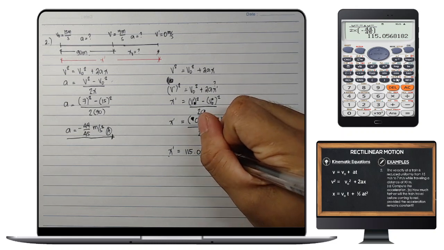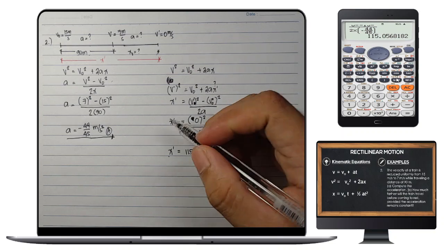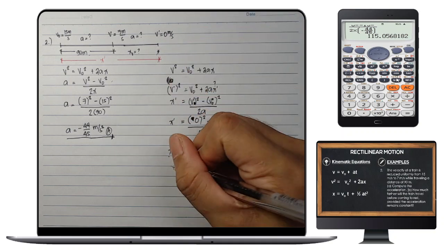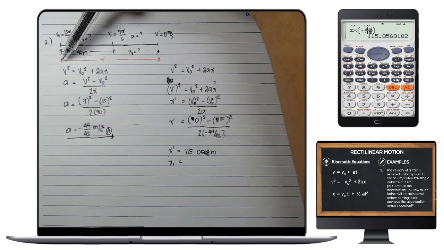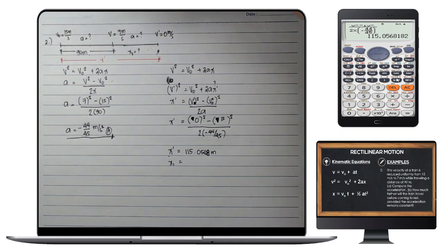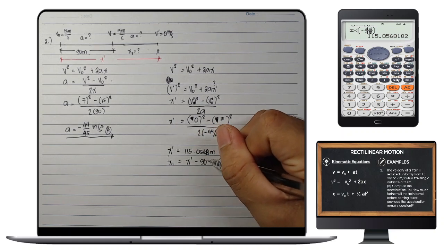0568 pala. Okay, so that should be 115.0568 meters. But going back to the problem, it is asked how much farther. Okay, so how much farther, ibig sabihin, from the 90 meter mark. So we are not finding x prime, but we are finding x sub 1. As you can see, x sub 1 is the difference between x prime and 90. So that is simply x prime minus 90 meters.